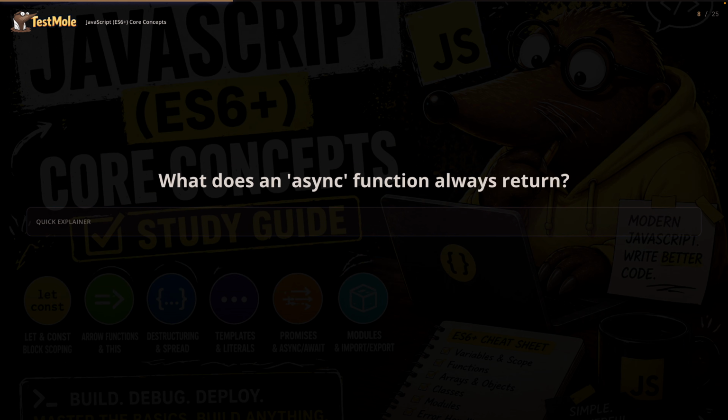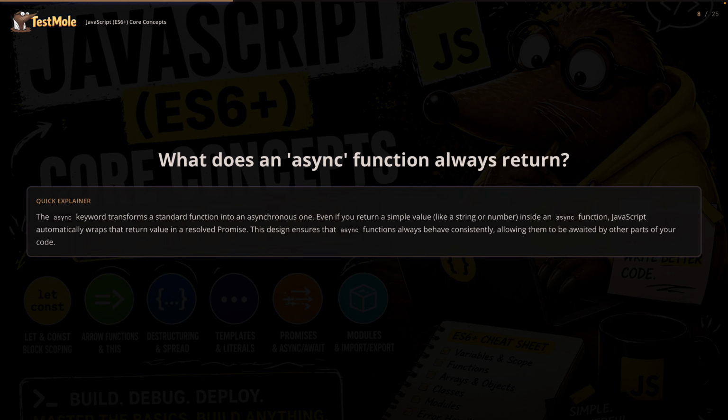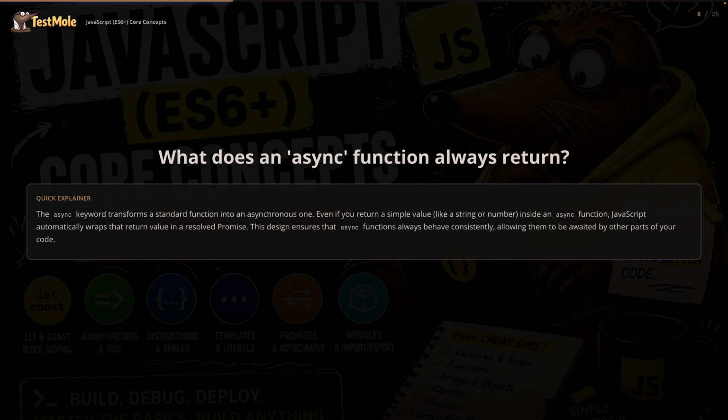What does an async function always return? The async keyword transforms a standard function into an asynchronous one. Even if you return a simple value, like a string or number, inside an async function, JavaScript automatically wraps that return value in a resolved promise. This design ensures that async functions always behave consistently, allowing them to be awaited by other parts of your code.